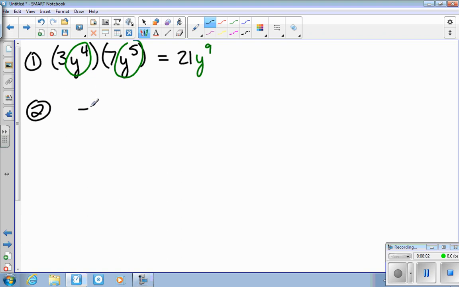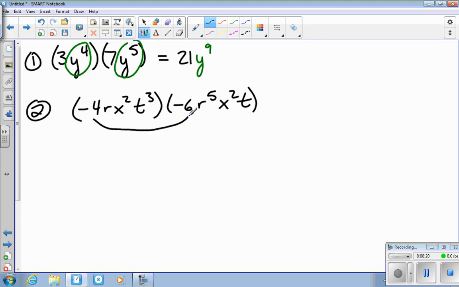This one's more challenging. Negative 4r x squared t cubed times negative 6 r to the 5th x squared t. And again, if you want, you can pause this video and try this on your own. Very first thing you should do, multiply the two numbers together. Negative 4 times negative 6. Remember, a negative times a negative is a positive. This would be positive 24.